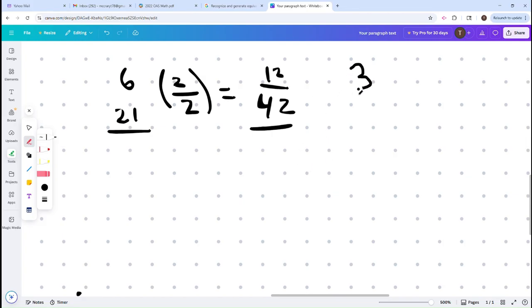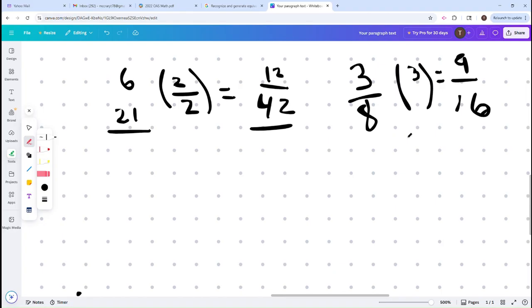Let's do 3 over 8 and 9 over 16. Kind of the same game here. Is there something we can multiply to get the number to the right? Is there something we can multiply 3 by to get 9? Why, yes, there is. It's 3. 3 times 3 is 9. Is there something we can multiply 8 by to get 16? There sure is. It's 2.